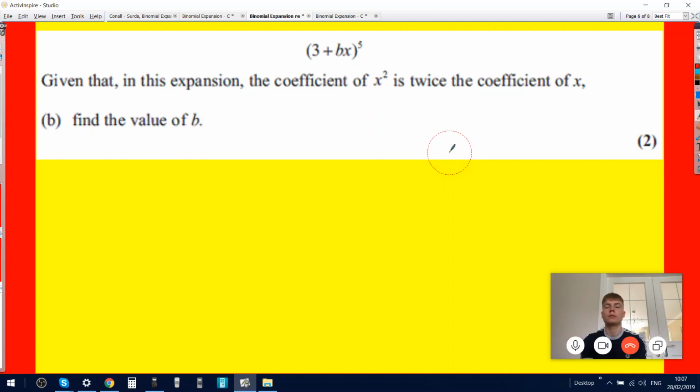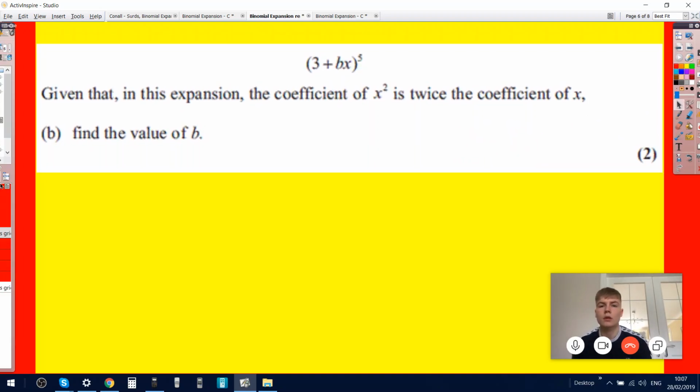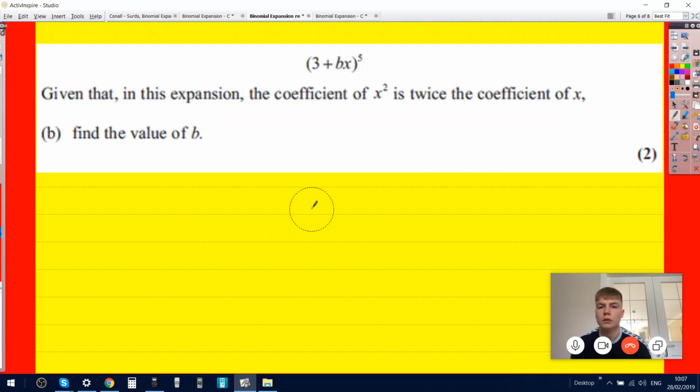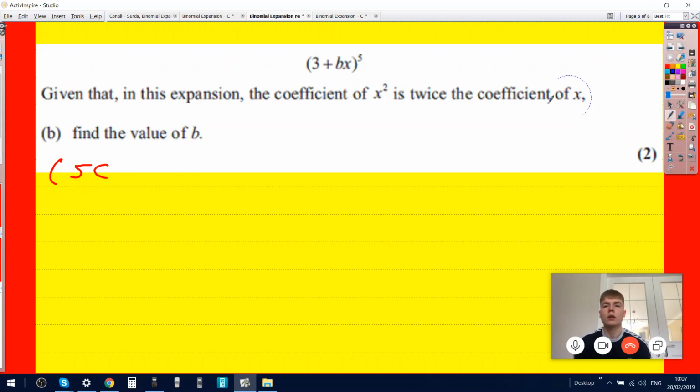Okay, this is a good one. Given in this expansion, twice. You just start the same way we started every other one. Yep. Okay, so 5C, 5C2 for x squared.